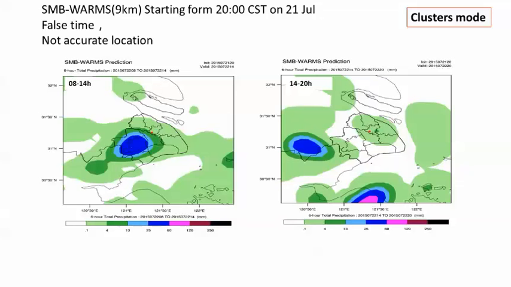These two images are the Shanghai Meteorological Service 9 kilometer model forecast at the initial time of 20 o'clock CST on July 21. On the left, it is 6 hours total precipitation from 8 to 14. On the right, it is 6 hours total precipitation from 14 to 20. In comparison with the real situation, the timing is off, earlier than the real rain time, and the location is west of the actual position.